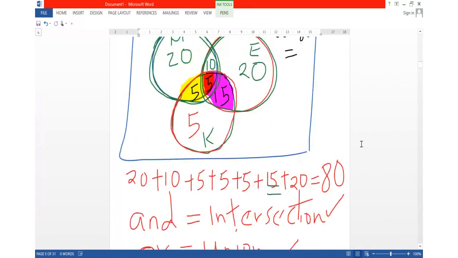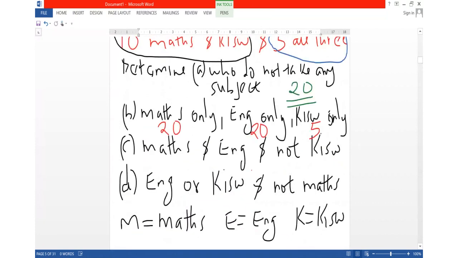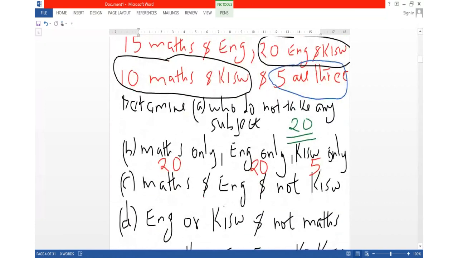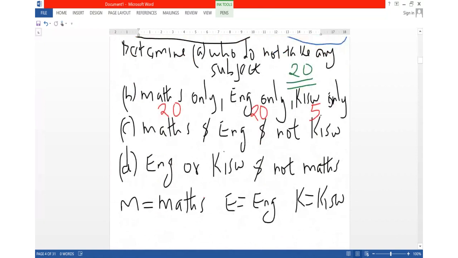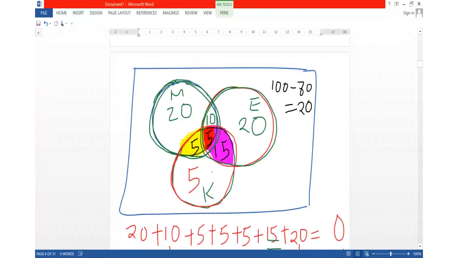So let's go back to the question. We have been asked part C, math and English. The word "and" signifies intersection. So I'll go to math and English, but again, they are not taking Kiswahili. So go to math and English; Kiswahili is here. If you come to the intersection of math and English, the intersection is the whole of this one here.